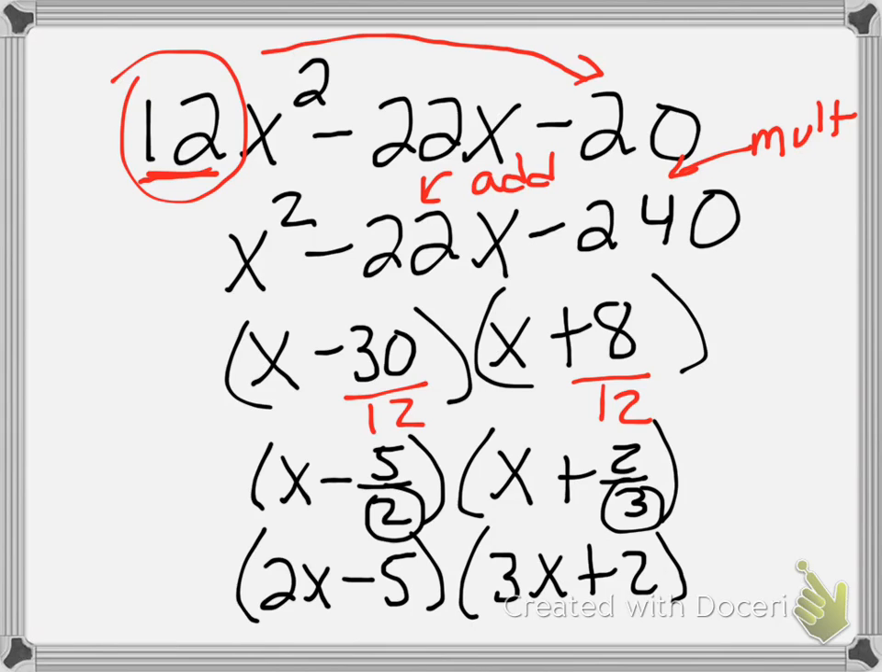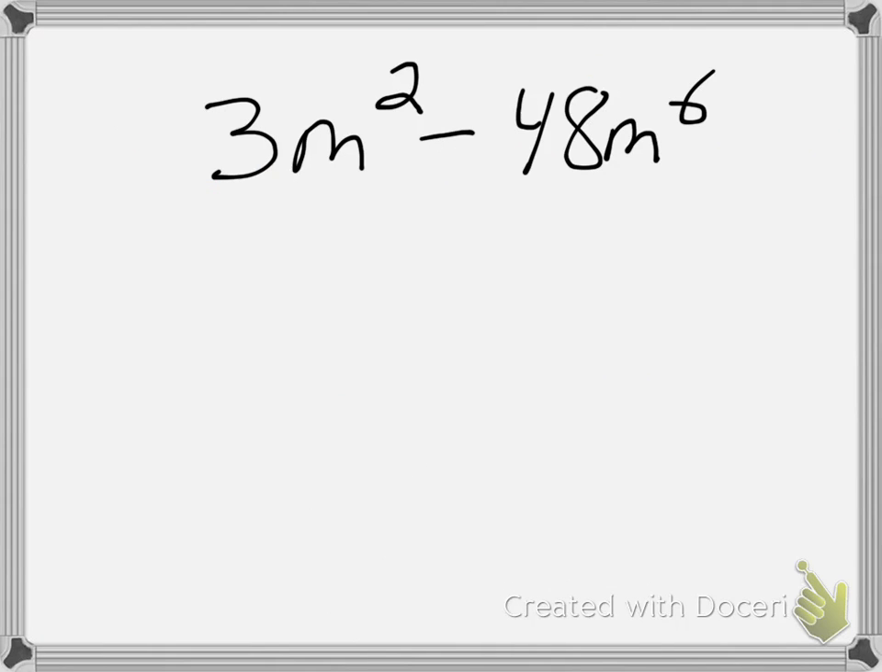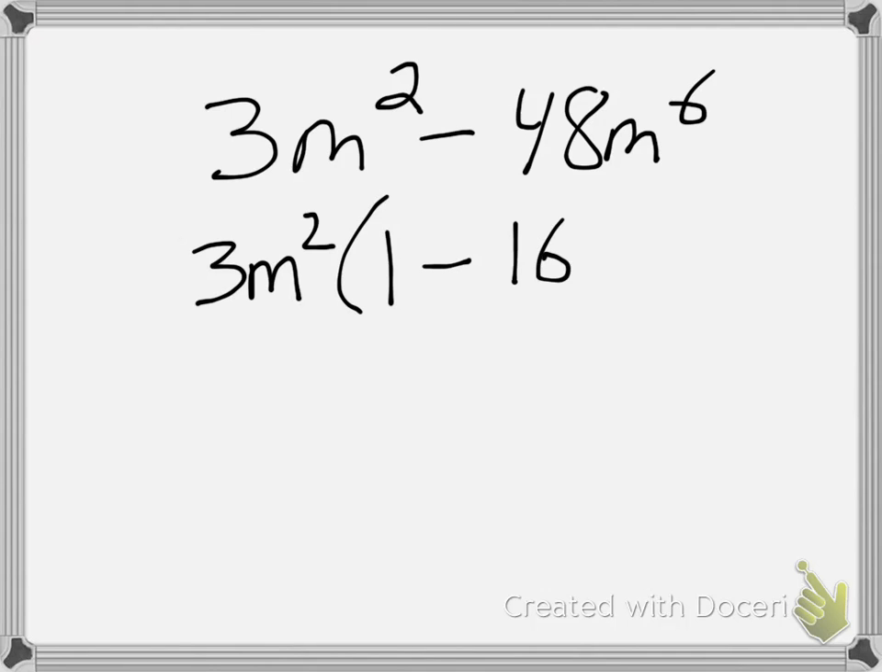Okay, moving on. So this one, you can see that this one's smaller. It's just a greatest common factor. So we could pull out a greatest common factor in this case. So we can definitely pull out a 3. And then since we have an m squared, we can pull out an m squared. That's the smallest one that I see. So that's going to leave me with 1 minus 16 m to the 4th.